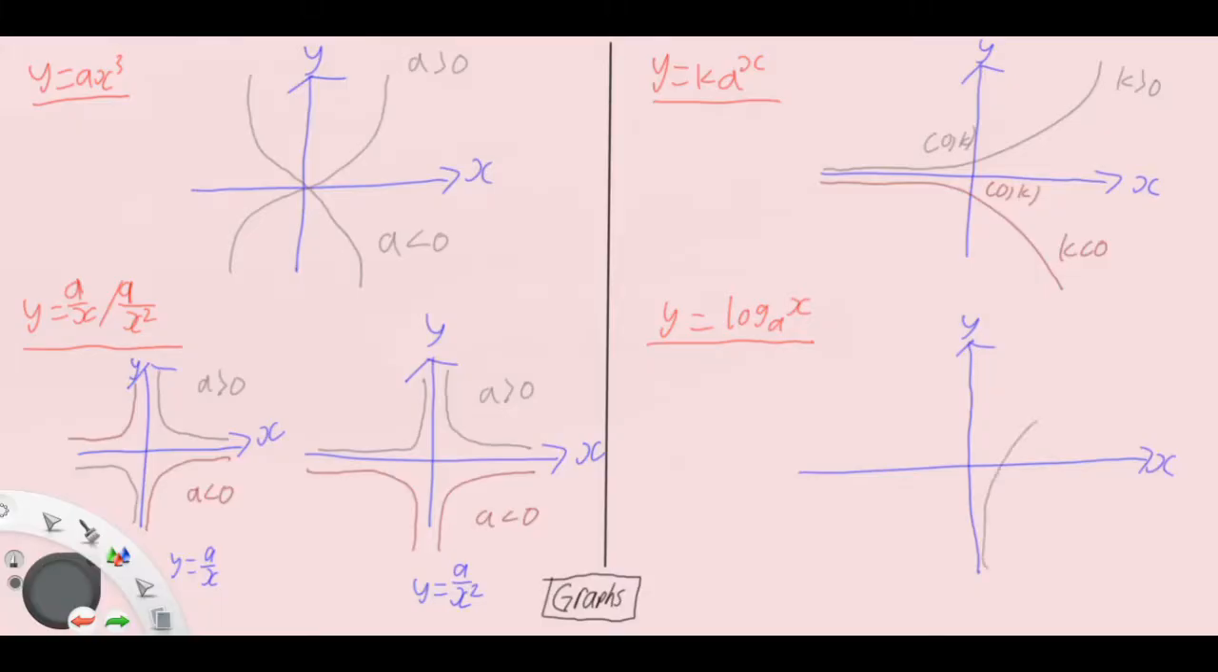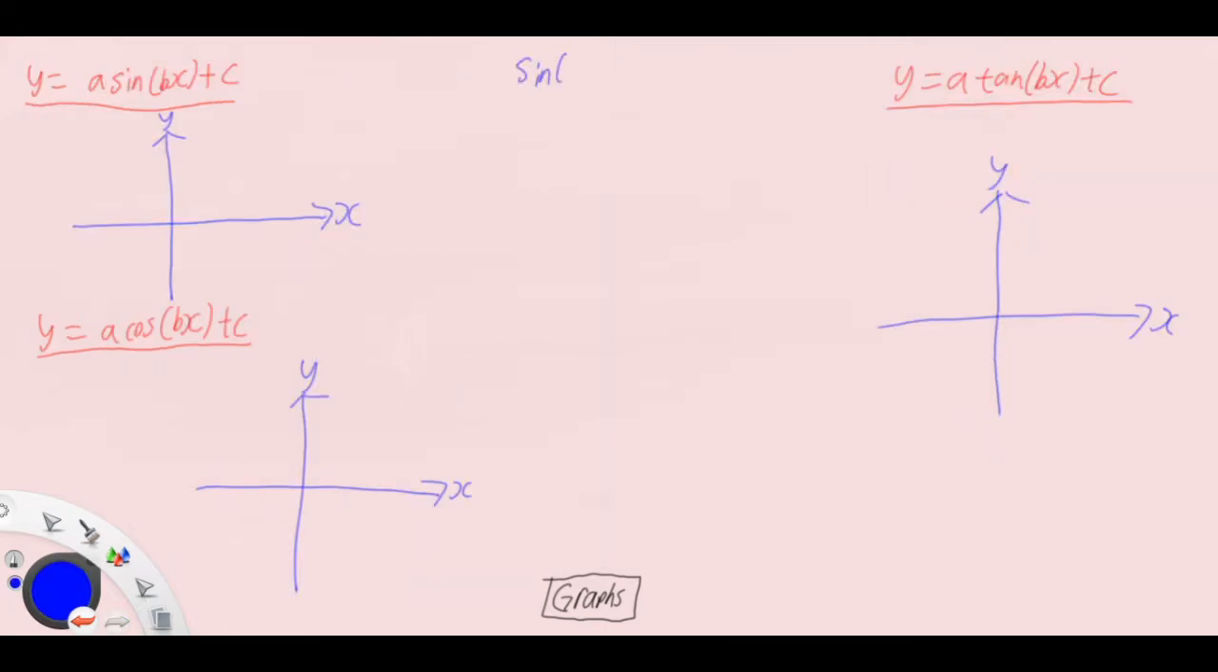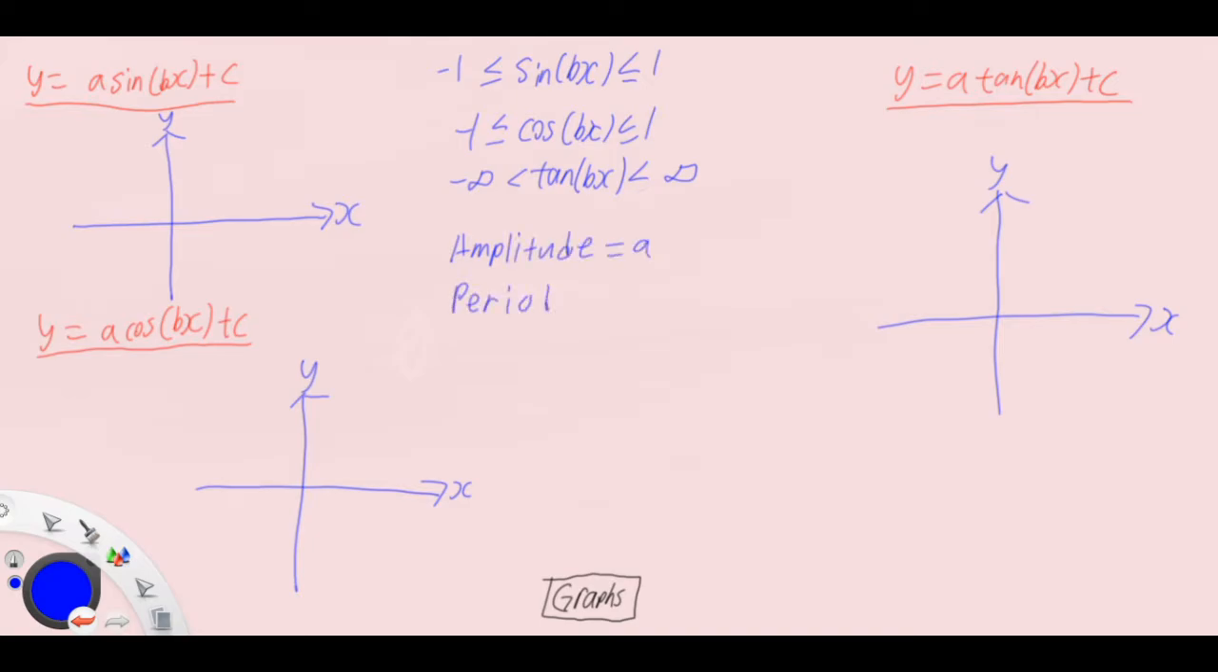Moving on to the cousin of the exponential curve, the logarithm curve, basically increasing at a decreasing rate, with intercept 1, 0. Then we have the trigonometry curves: sine, cosine, tangent. You need to know that sine and cosine take the range of values of -1 to 1 inclusive, tangent, negative infinity to infinity. Key ideas: amplitude, and period 360 degrees over b or 2 pi over b.